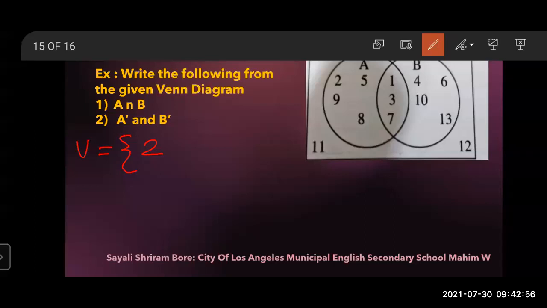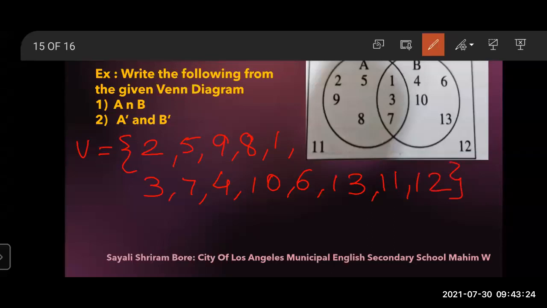Okay? So I write 2, then 5, 9, 8, 1, 3, 7. Okay, this I computed. Then go to the B set, that is 4, 10, 6, 14. Okay, these two sets I have computed, and last is what, 11 and 12. You can write in any order, but only to avoid mistakes, take the first set, take the second set, and the leftover elements at the last.